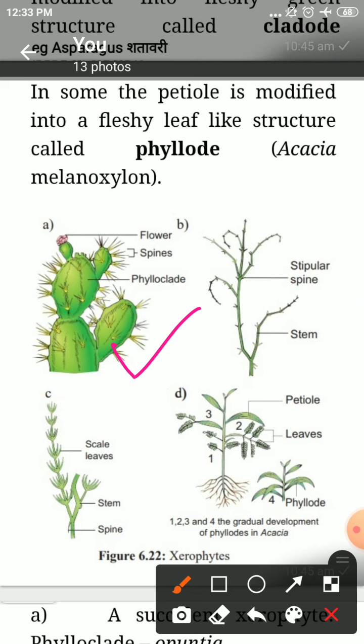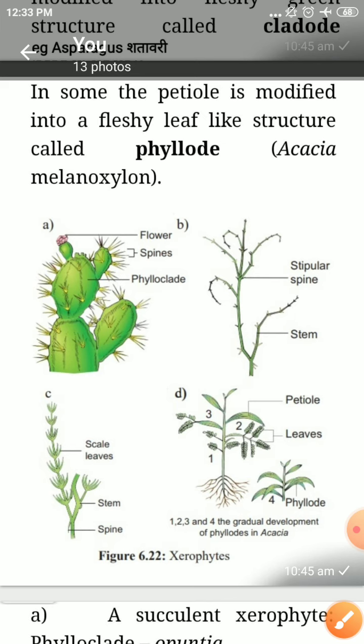So this is all about morphological and anatomical adaptations in the xerophytes. If you have any doubts regarding the morphological and anatomical adaptations, you can ask me on our WhatsApp group. I will reply to your questions.